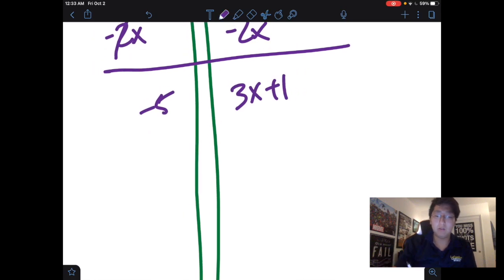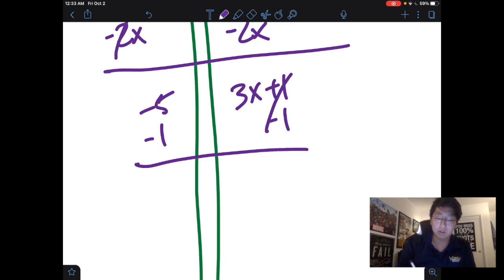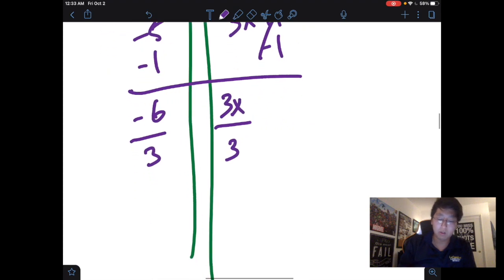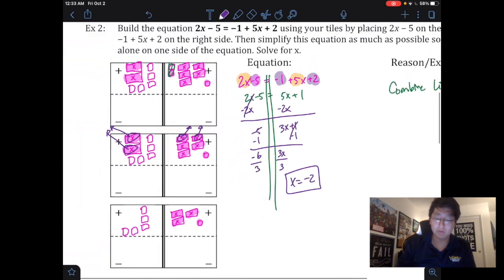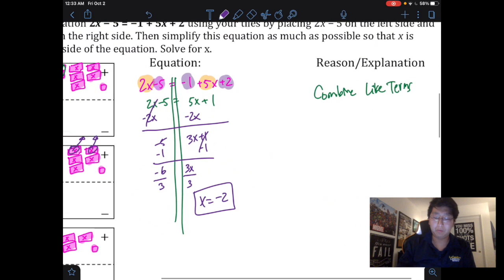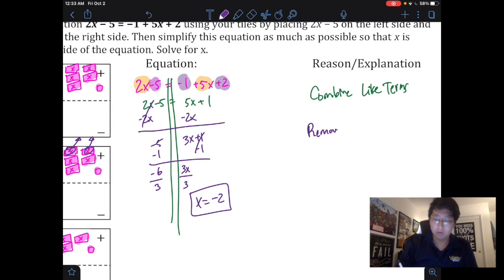Now, from here, we want to get x by itself. So the inverse, the opposite of plus 1 is minus 1. Remember, our goal here is to get x by itself. So we're going to do everything we can to get x by itself. Sorry, it's negative 6 equals 3x. Divide both sides by 3. And x equals negative 2. Remove equal values.